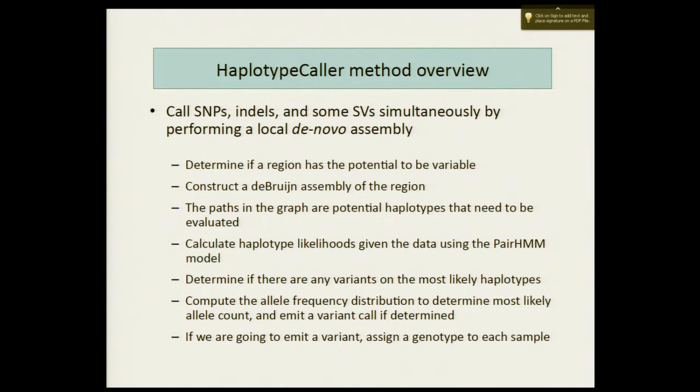Okay, so maybe let's go through a few of the slides. I'll show you how it works, and then we can keep talking. Basically, you're going to do this assembly graph thing. The paths in the graph are potential haplotypes that need to be evaluated. And then from then on, it's exactly the same as the UG. You have these haplotypes, you evaluate them with the same HMM, the exact same code, and then you do all this stuff about determining the genotypes and computing allele frequencies. It's all the same as the unified genotyper.